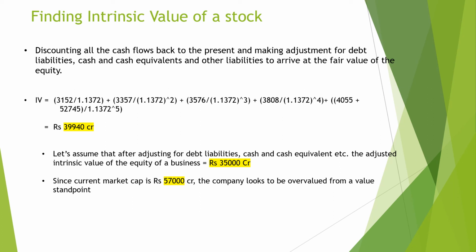So in this case, what we can say is that the current market cap is 57,000, but the intrinsic value is only 35,000 crores. So by looking at this, the company looks to be overvalued from a value standpoint, right? And this is what intrinsic value is all about: that we calculate the intrinsic value. You can calculate it on a per stock basis as well by dividing it by the total number of shares outstanding, and arrive at the fair value of a stock and compare it with the current market price of a stock. And this is how we do it in intrinsic valuation.